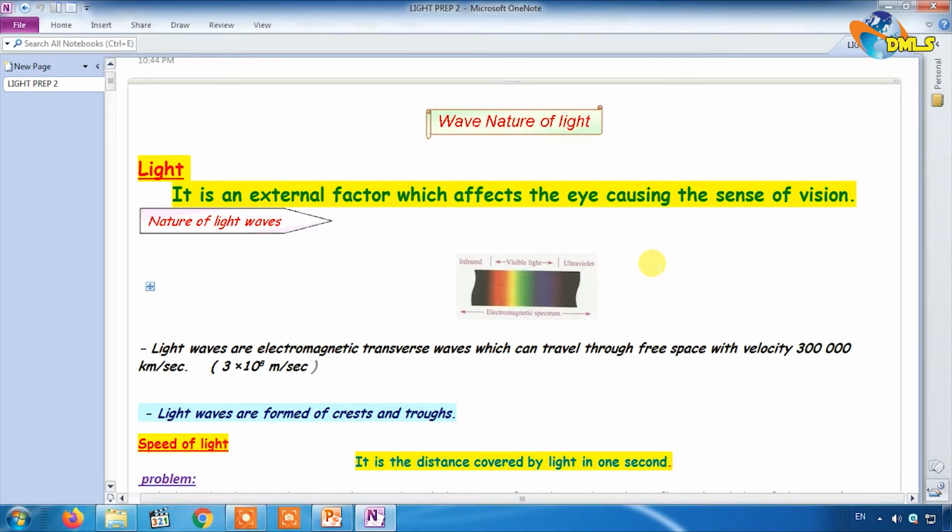Nature of light waves. We know that we have types of waves. This year we talk about electromagnetic waves, and the transverse wave is a kind of them. We know that a transverse wave is formed from crests and troughs. So when we say that light waves are electromagnetic transverse waves which can travel through free space, because they are electromagnetic, they don't need a medium to travel through, with velocity equal to 300,000 km per second or 3 times 10 power 8 meters per second. So light waves are formed of crests and troughs because it is a transverse wave.